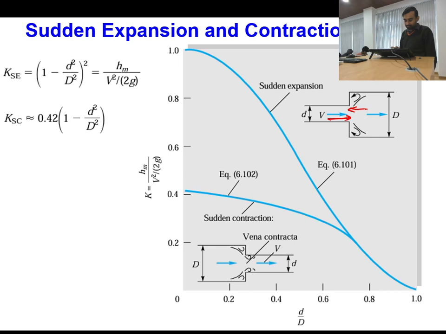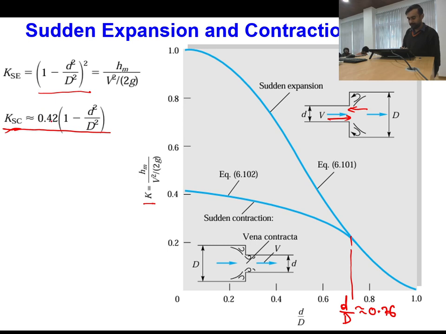Okay, so you can see over here this loss coefficient is plotted for sudden expansion, and typically for sudden expansion this loss coefficient can be represented as (1 minus small d square by capital D square) whole squared. Okay, and for sudden contraction you will find that up to d by D close to 0.76, this will follow a different curve, 0.42 times (1 minus d square by D square), and after this point our diameters become so comparable that sudden expansion and contraction both give almost the same loss coefficient.